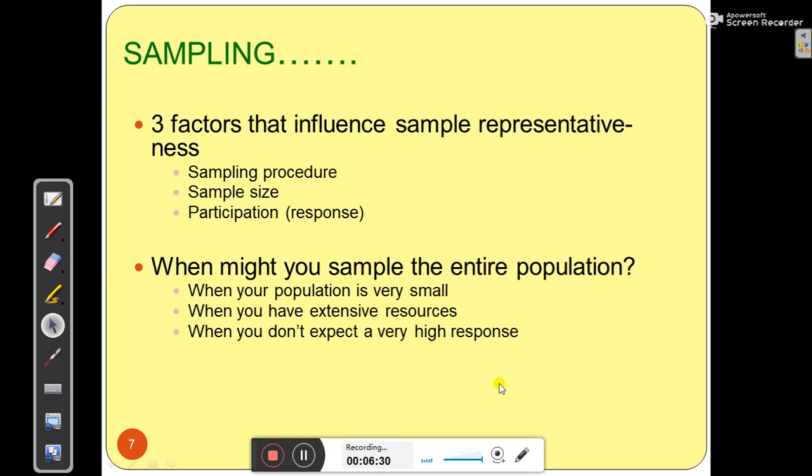And when might you sample the entire population? The question is, suppose you can take a subset of the population as a sample, but when might you sample the entire population? The answer is, when your population is very small. Suppose your population is very small, then obviously you are going to take the whole population. And when you have extensive resources to study the whole population, then you can take it. Third, when you don't expect a very high response. Suppose the response you are getting from the population is not high enough, then you need to take the whole population to find out the ground truth, or the actual truth about the research.